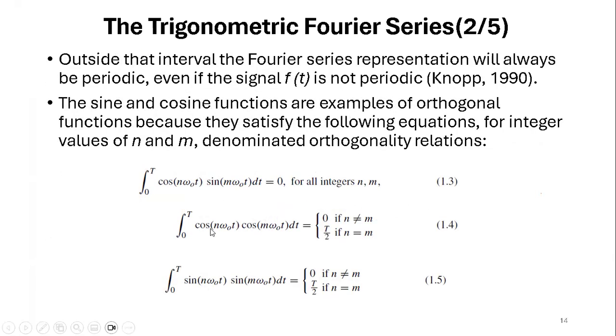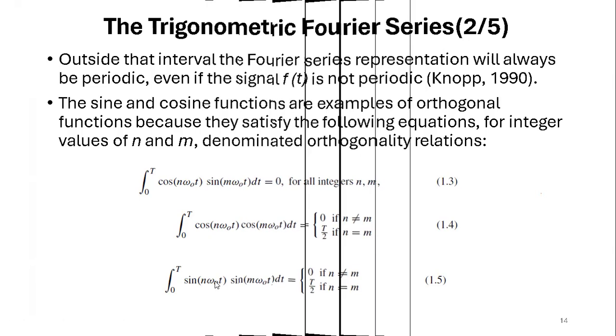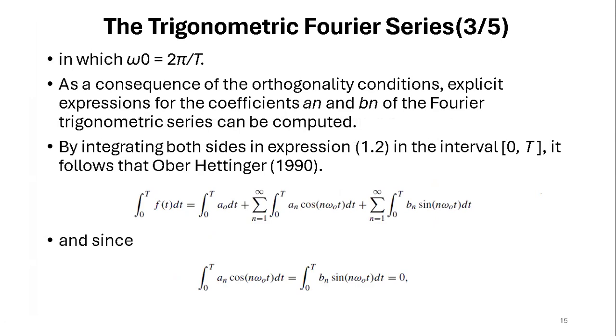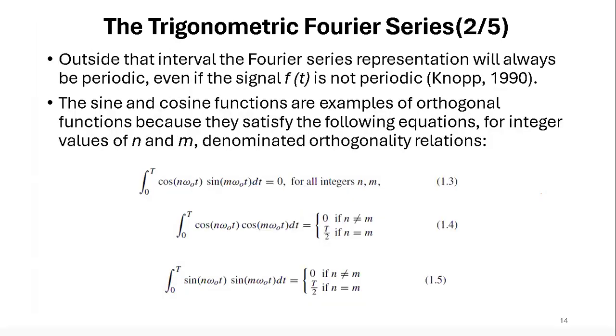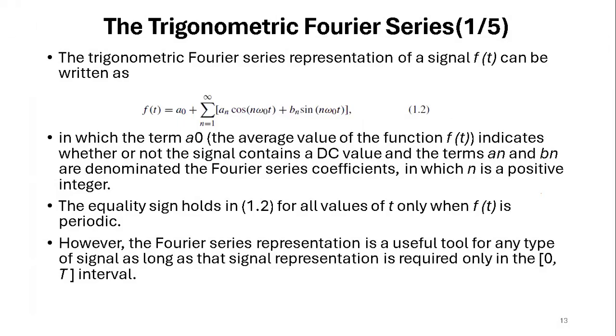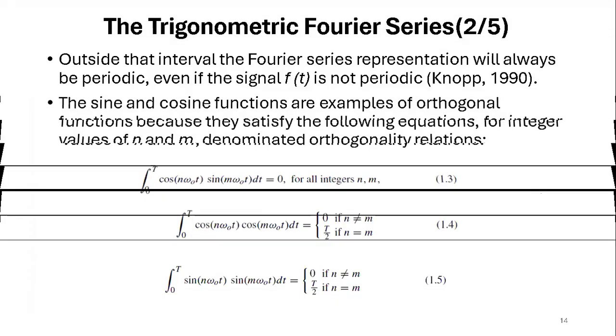Now the integral of cos n omega t cos m omega t dt under this condition, and again the sin n omega t sin m omega t formula, follow the same rule, in which omega naught is equal to 2 pi by capital T. As a consequence of the orthogonal conditions, expressions for the coefficients a and b of the Fourier trigonometric series can be computed. The last two slides were talking about the trigonometric functions and their integrals.